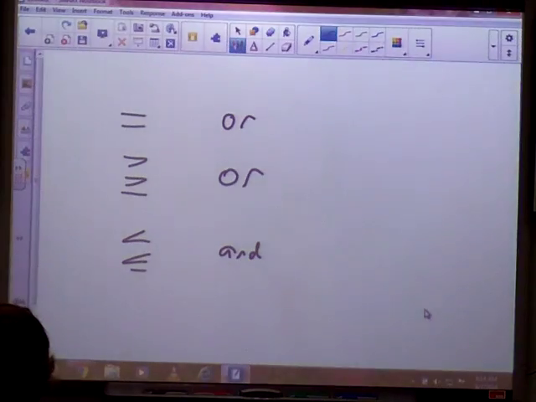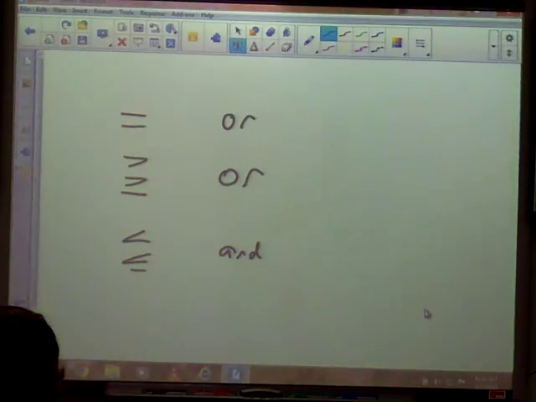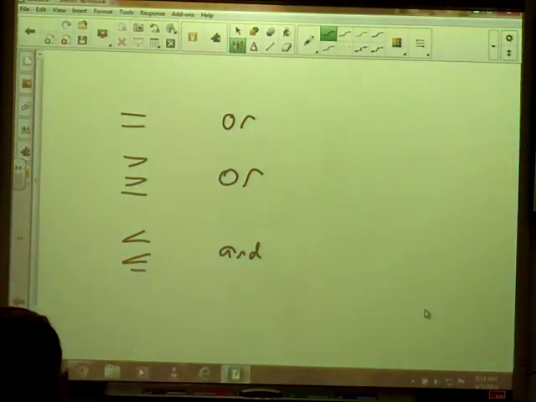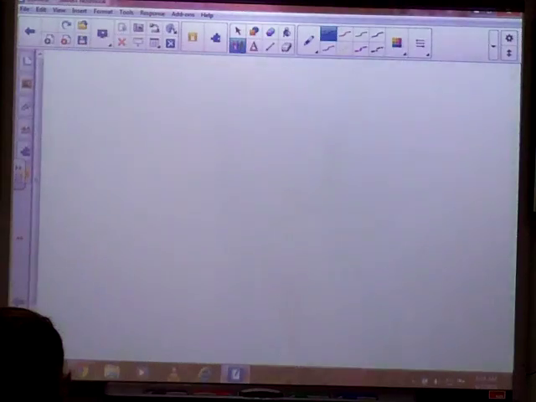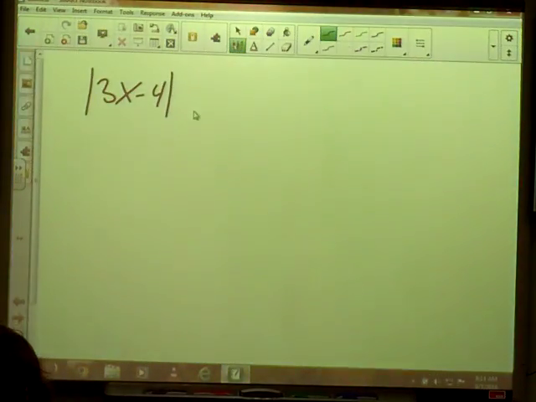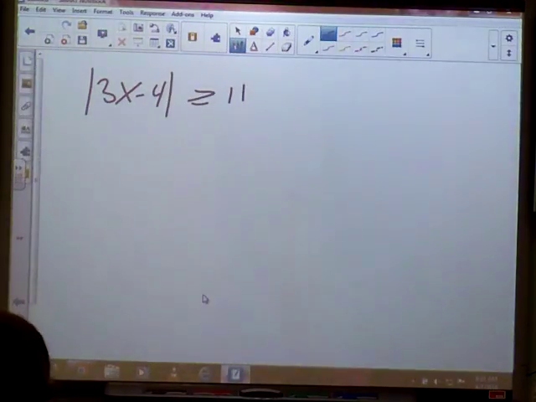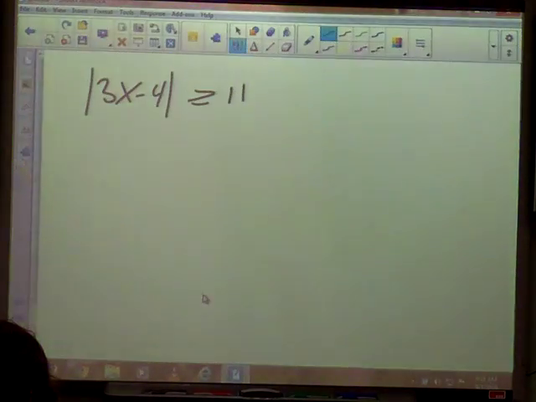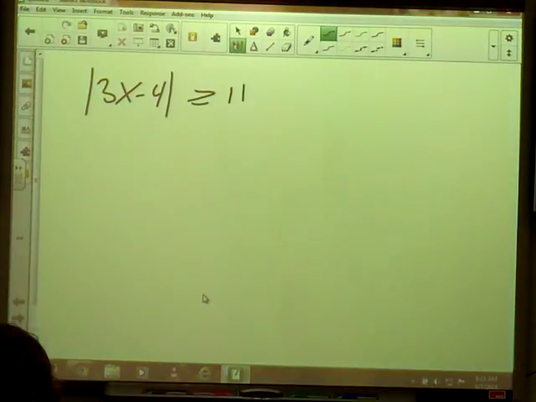Alright, so let's work a few of them and look at how to attack them. We're going to take that same base problem that we just did, the absolute value of 3x minus 4. Same start there. But this time it's going to be greater than or equal to 11. Alright. Still got to do the same process even though it's an inequality sign.